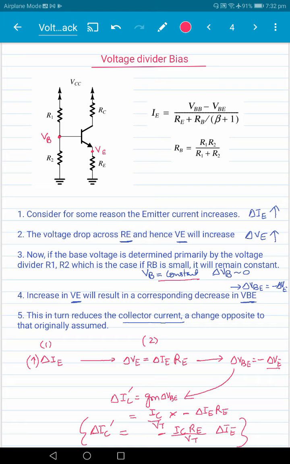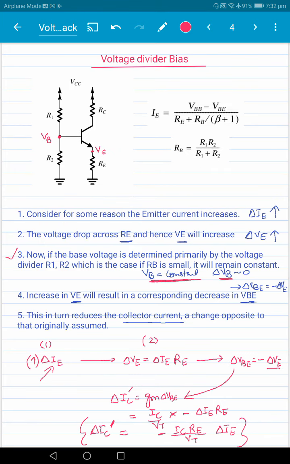There's a little bit of a problem here, and the problem is in point number 3 that we will see. For example, it shows that the feedback current, the new current which opposes the original current, is proportional to IC times RE by VT times delta IE. Now this doesn't capture the way the negative feedback really operates, and in fact there's an error here, and the error is that VB is being assumed to be constant, and delta VB therefore is equal to 0. So let's look at that in a little bit more detail here.